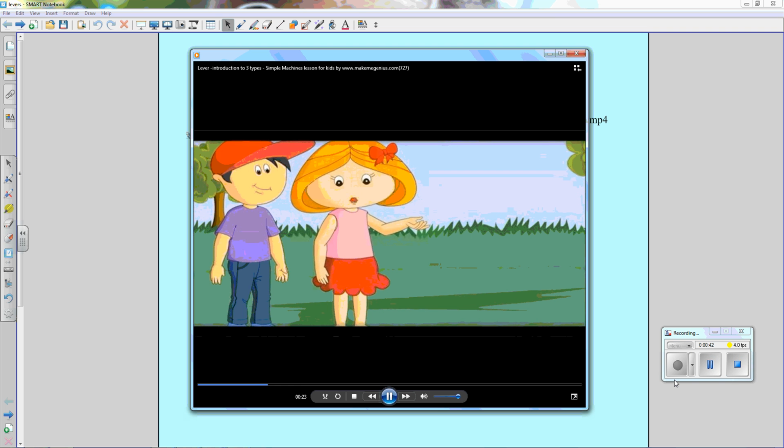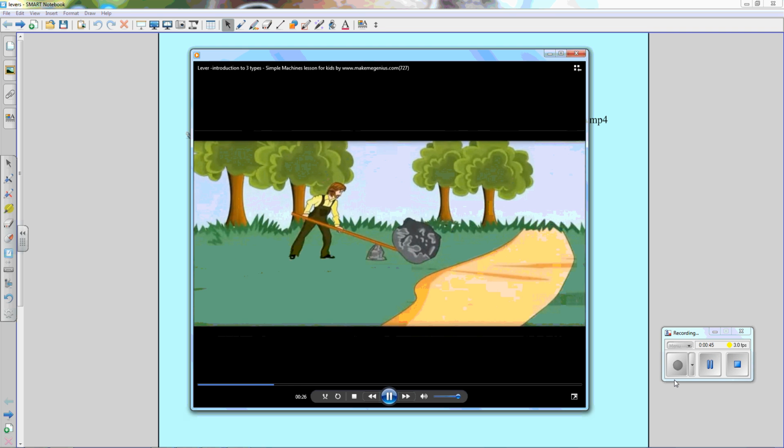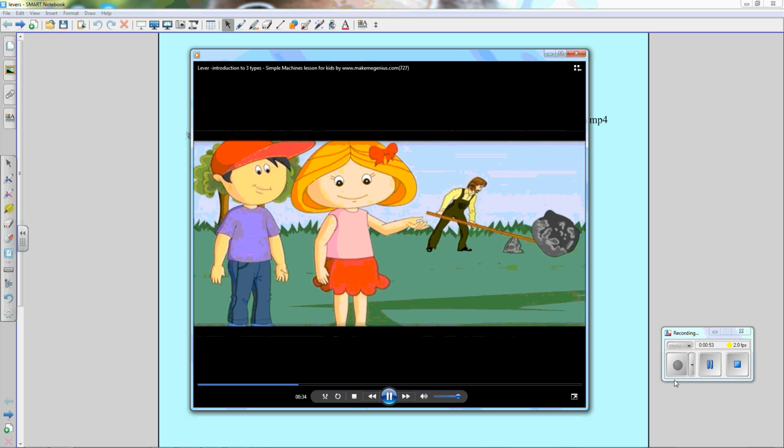Oh, see here what the gardener is doing. He's trying to move a big stone with a rod. Yes, this rod is called lever. Oh, lever? Yes, let me show you its different parts.